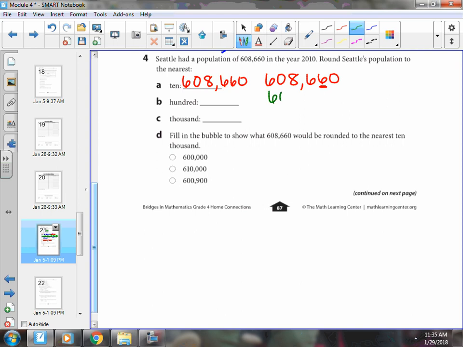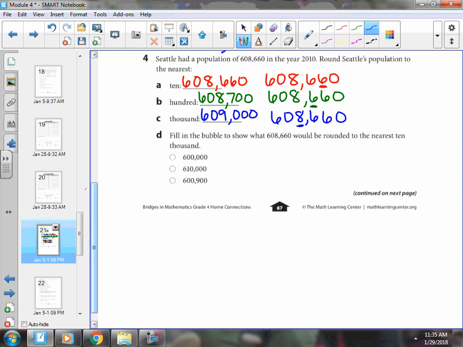Write that original number again, and this time we're going to round it to the nearest 100. Look at the digit that comes after. It's a 6. A 6 tells us to bump it up. So I'm going to bump that 6 up to a 7. 608,700. Make everything else a 0. And again, that original number, this time rounding to the nearest 1,000. Look at the digit that comes after that, and it's a 6. A 6 tells us to bump it up. Bump that 8 up to a 9. 609. Make everything else a 0.